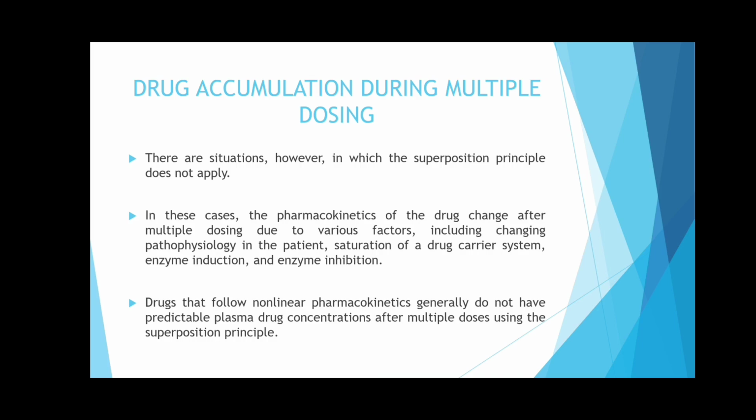There are situations, however, in which the superposition principle does not apply. In these cases, the pharmacokinetics of the drug change after multiple dosing due to various factors, including changing pathophysiology in the patient, saturation of a drug carrier system, enzyme induction and enzyme inhibition. Even the drugs that follow non-linear pharmacokinetics generally do not have predictable plasma drug concentrations after multiple doses using the superposition principle. So in this case, it will not apply.